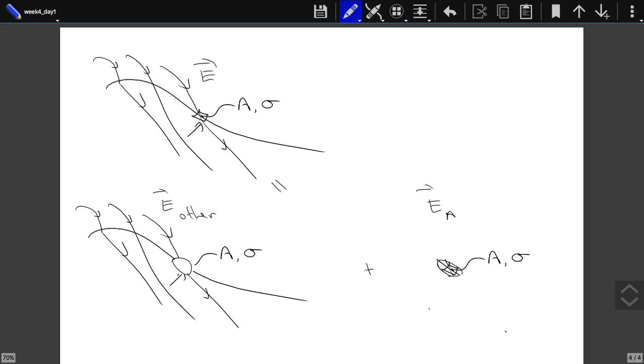Now, if I cross this point, this E other will change discontinuously. It will just jump from one value to the other, and the difference in these values will be proportional to the charge density at that point. If I cross this point from one side to the other, the electric field might still be discontinuous, and the discontinuity will be proportional to the charge density at this point. But since I removed all the charges at this point, the charge density there is 0. So E other is continuous at this point. Then I have this EA.